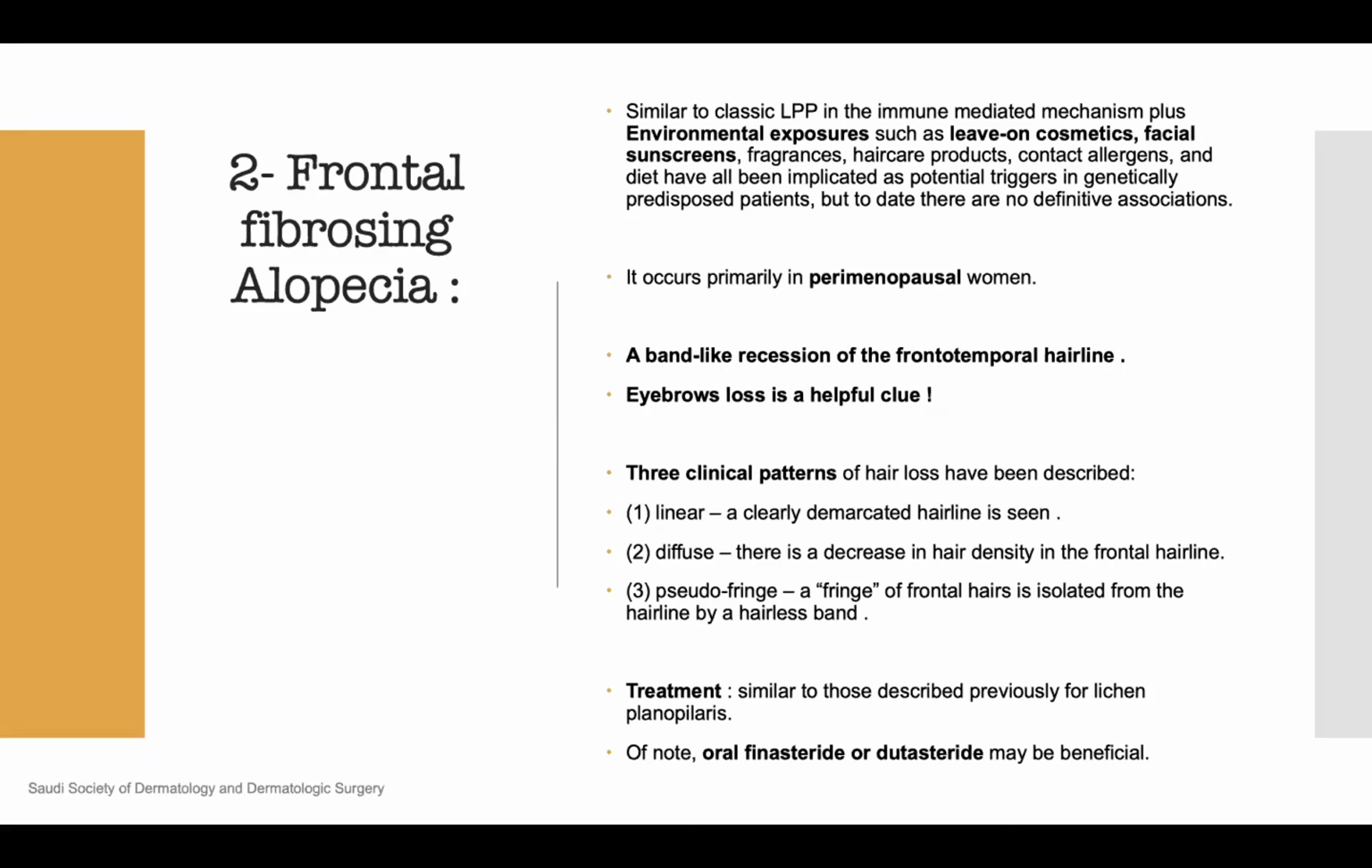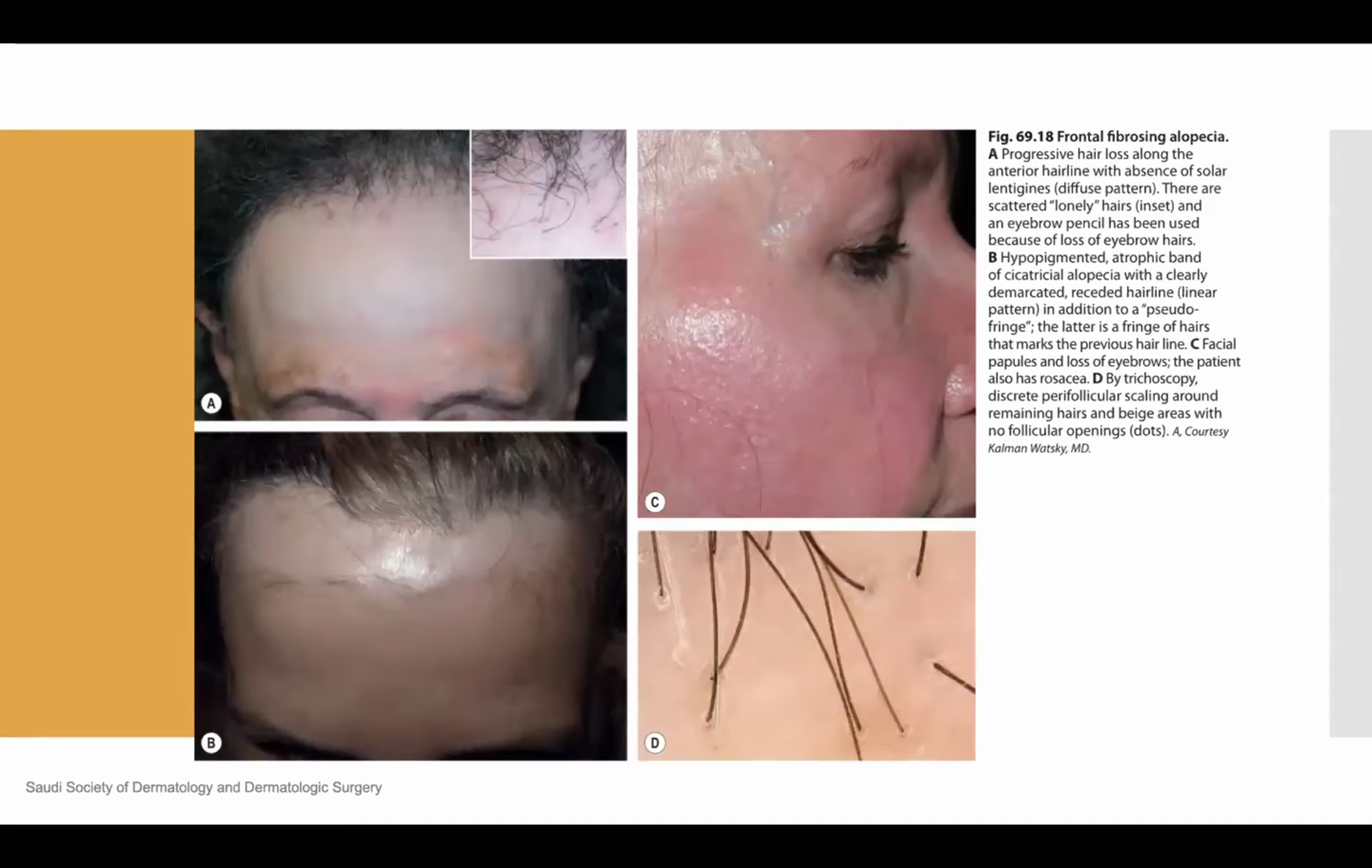There are three clinical patterns: linear, diffuse, and pseudo-fringe sign, which can be differentiated through the preservation of the hairline. Treatment is similar to that of lichen planopilaris, but in addition, a trial of finasteride or dutasteride might be beneficial.